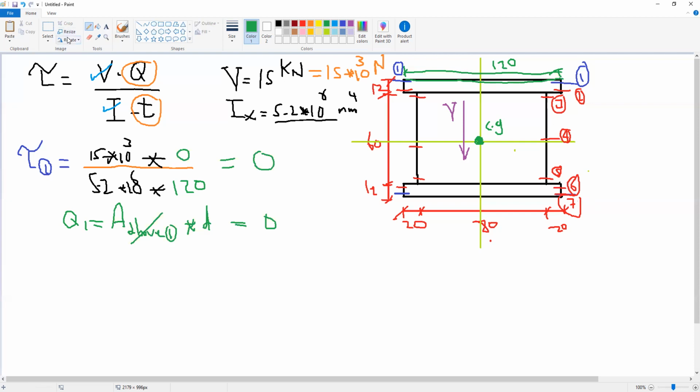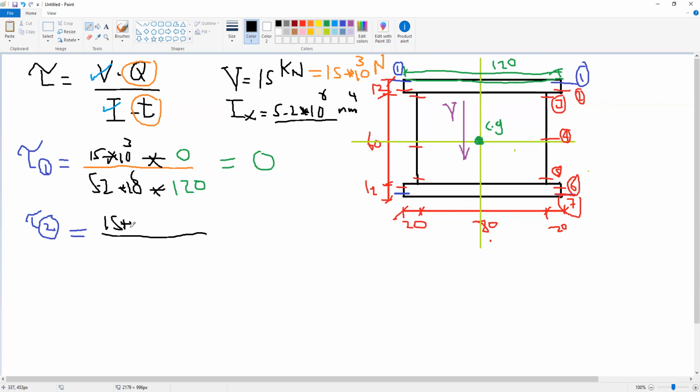For tau 2, I will remove this part. Tau 2, how can we calculate tau 2? What are the constant things, the constant parameters here?